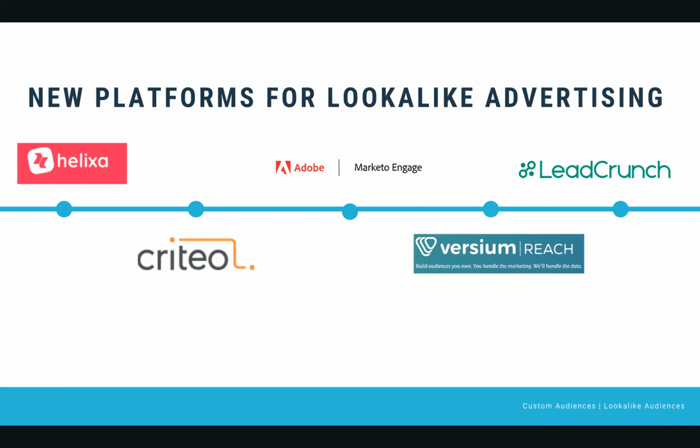Versium Reach is a B2B, business-to-business audience creation marketing service, creating lookalike audiences generated based on previous client lists. LeadCrunch says it all with their tagline, intelligent B2B demand generation powered by AI. They emphasize the power of using this technology to outline and predict the best marketing targets.